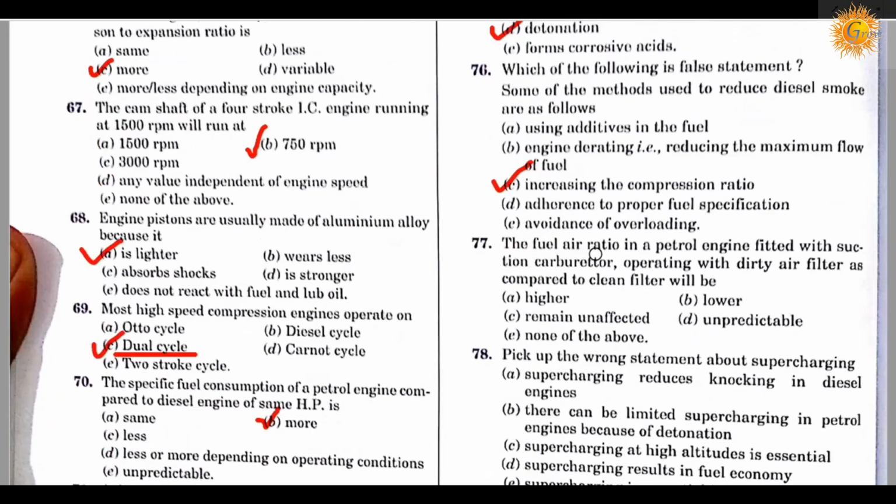Question number 77. The fuel air ratio in a petrol engine fitted with a suction carburetor operating with a dirty air filter as compared to a clean filter will be. Option A, higher. Option B, lower. Option C, remain unaffected. Option D, unpredictable. And option E, none of the above. So the correct answer is A, it will be higher.